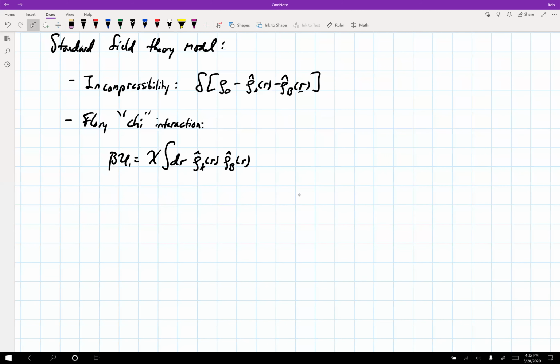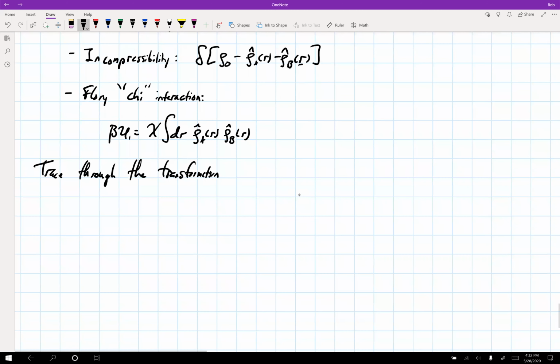And the structure of the field theory actually looks almost identical to what we had for the simple fluid. The only thing that's really different is the molecular partition function, right? So if we trace through the particle to field transformation, we get Z equals, right? So there's some prefactor that we're not going to care about at the moment, dW plus integral.